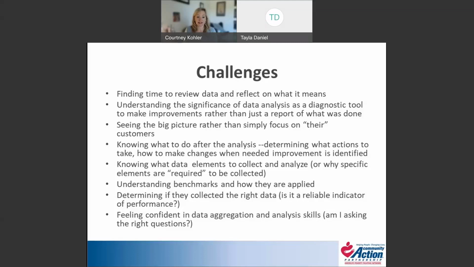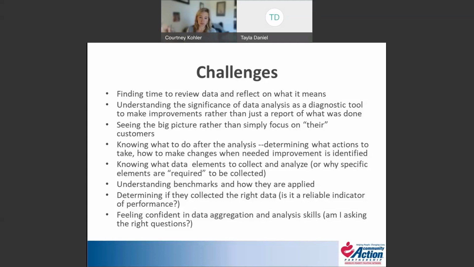Also knowing what data elements to collect and analyze. This is an ongoing learning process. So there's really no way that you're going to get it 100% right the very first time, because oftentimes when you analyze, you find gaps or missing information that you figure out you need to then collect the next time around, or you maybe need to collect it in a better way.